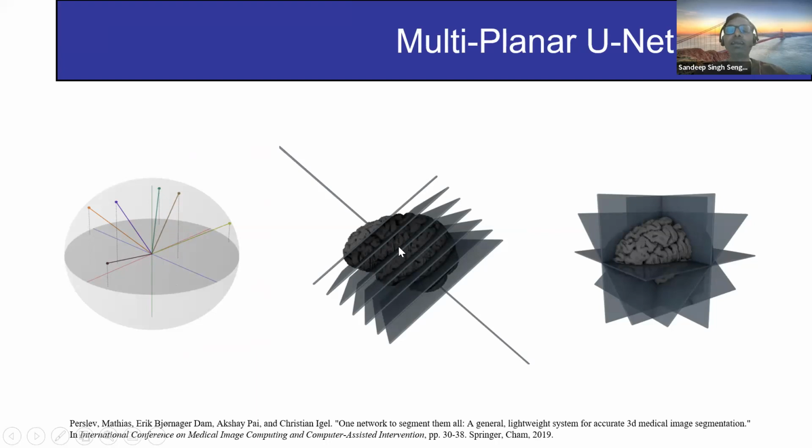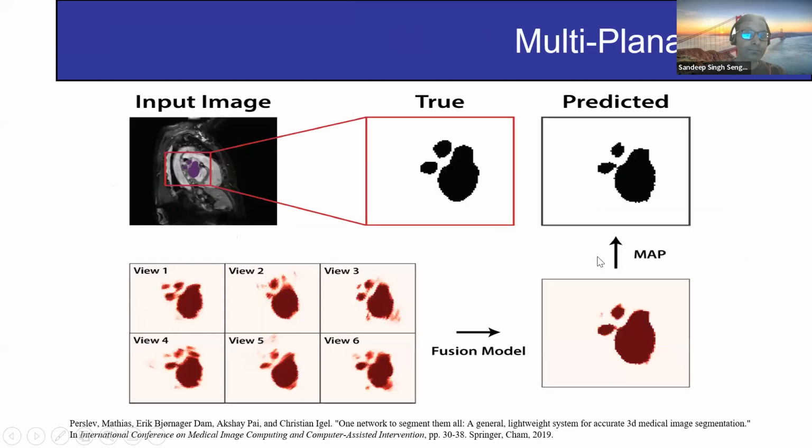For example, we are extracting the slice from the sagittal axis. This shows one axis, for example sagittal, and this diagram shows all the directions from which we are extracting the slices. If you want to see this fusion step more closely, we have 6 views. On the 6 views, we apply this fusion model and generate the predicted output. For comparison purposes, we compare the ground truth to this predicted output.